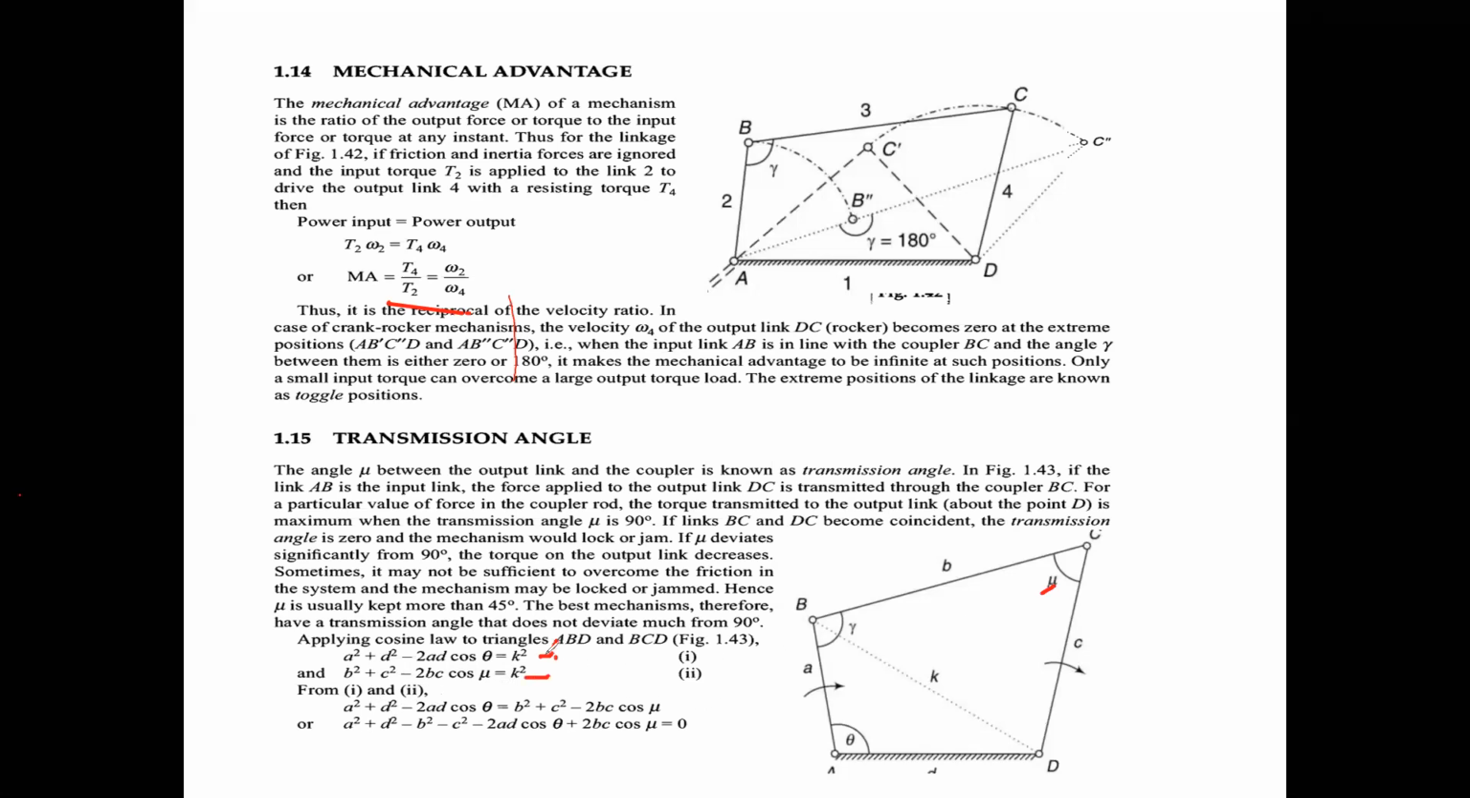If you observe the right sides, both equations have the same k square. That is why we equate equations 1 and 2. When equating them, a square plus d square minus 2ad cos theta equals b square plus c square minus 2bc cos mu. Simplifying the equation: a square plus d square minus b square minus c square minus 2ad cos theta plus 2bc cos mu equals 0.